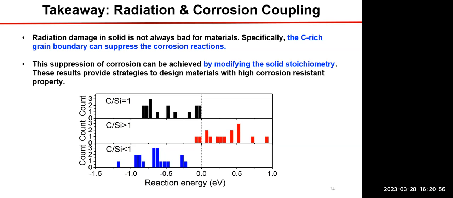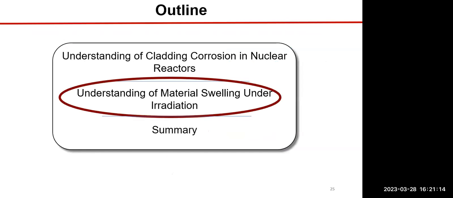And the second point I want to mention here is that our above result can provide some strategies to design materials with a high corrosion resistance property. For example, we can modify the local stoichiometric conditions in the grain boundary region, and then enhance the corrosion resistance property of the materials. This is the first topic, about the corrosion damage of the materials in the nuclear power plant. And next, I will talk about the radiation damage of the materials under radiation conditions.